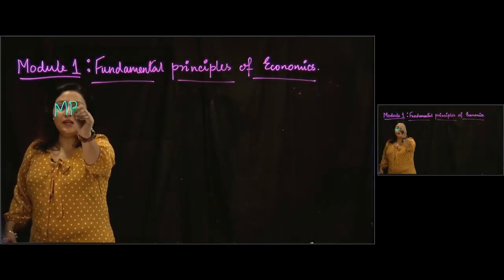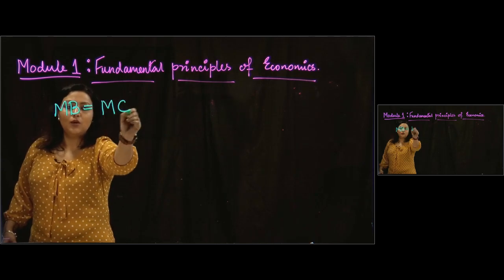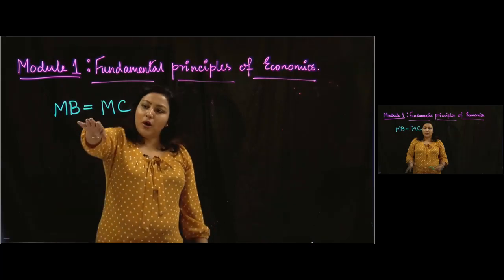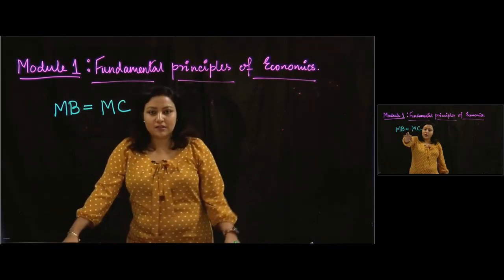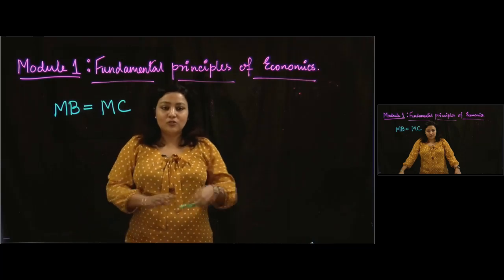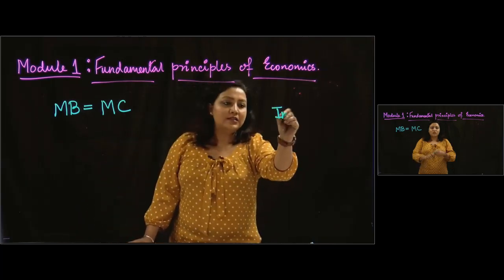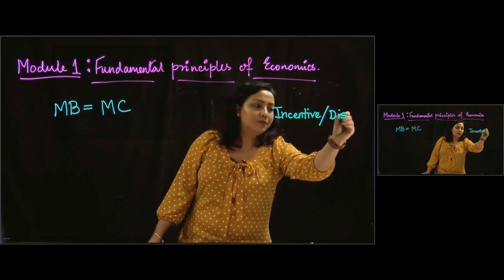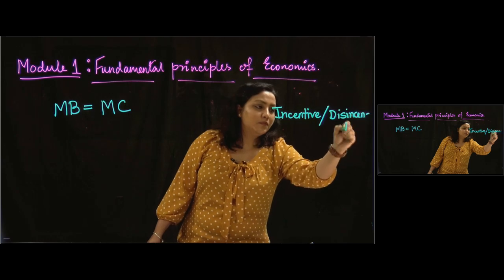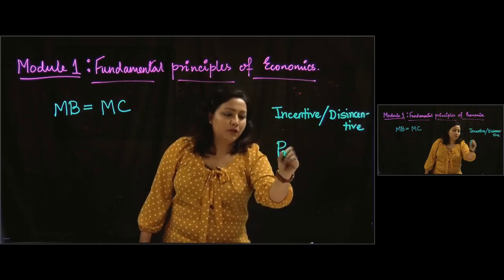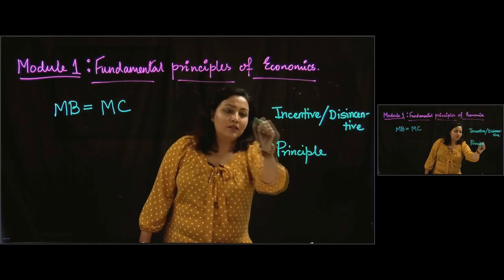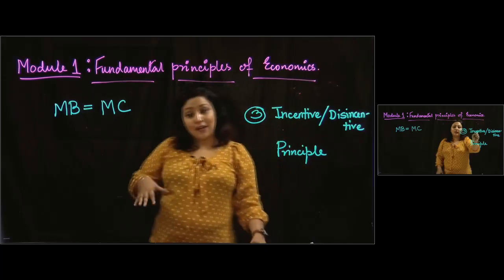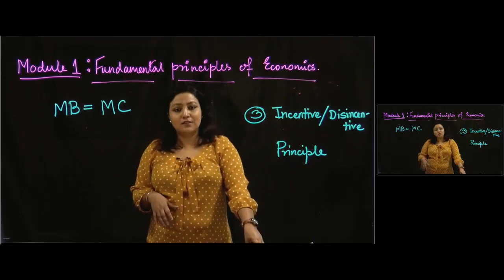So if your MB is equal to your MC, what is that exogenous something that can help you to take a decision? Because if you are at this point, then really your decision making is difficult. Now that something, that exogenous something, is called an incentive or disincentive principle, and that is the third principle in economics. Now you can think of incentive as a reward and you can think of disincentive as a penalty.